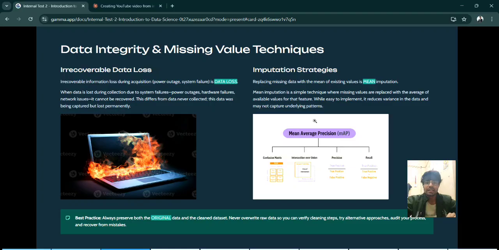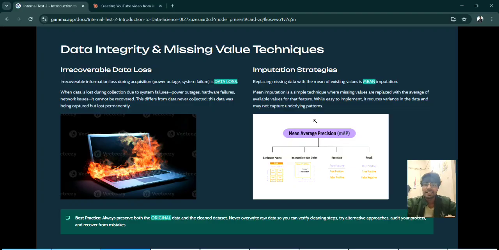So question number five: replacing missing data with the mean of existing values is called blank imputation. So the answer is mean imputation. This is one of the simplest imputation techniques. If you have missing salary values, you might fill them with the average salary of all the employees. It's easy to implement and maintains the same mean in your dataset. However, the downside is it reduces variance. You are adding values right at the average, making your data less spread out than it really is.